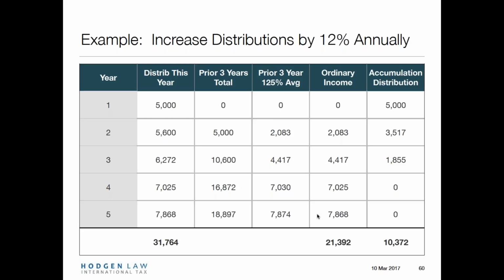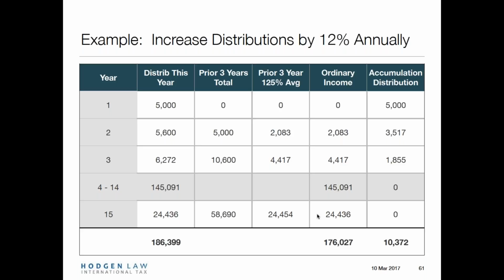In year three, the trustee increases the distribution by 12% again. We've got the allocation of most of it to ordinary income and the lesser amount to the accumulation distribution. And by year four, everything is going to be ordinary income. There's going to be no accumulation distribution. So you show in years 1 through 5, every year the distribution is increased by 12%. You see what the results are, that we're able to get $21,000 out of $31,000 of the distribution treated as ordinary income, which is not good, but it's less bad than having accumulation distribution.